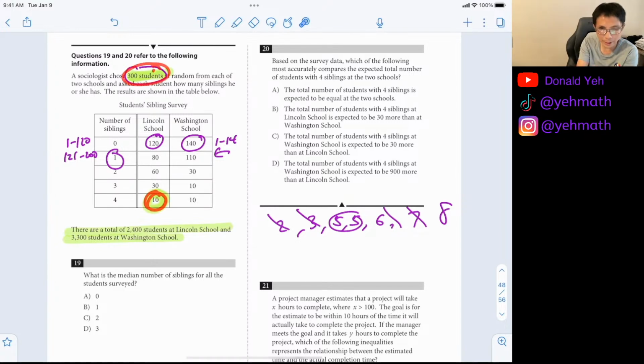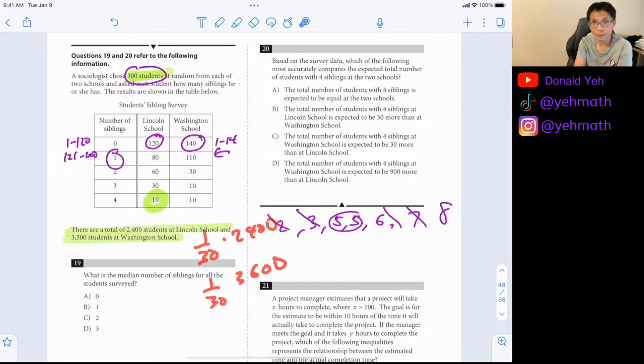Your absolute 10 is 4 siblings. Proportion of 1 out of 30, 10 kids out of 300 kids, which is 1 out of 30. And then the rest of them are just calculations, right? So this one is 120. This one is 80. So why do you specifically do out of 30? You just have to read the tables.